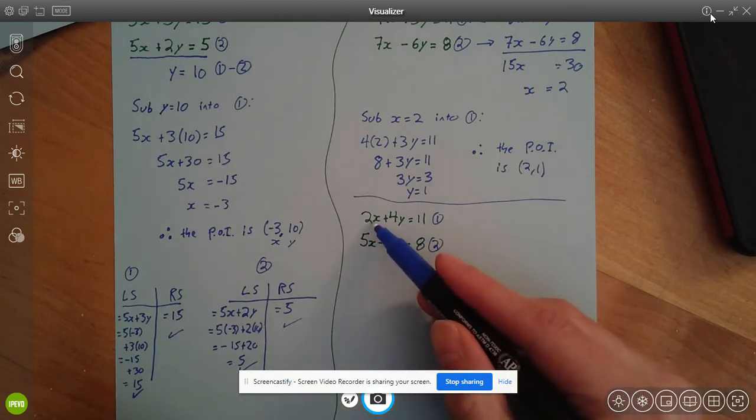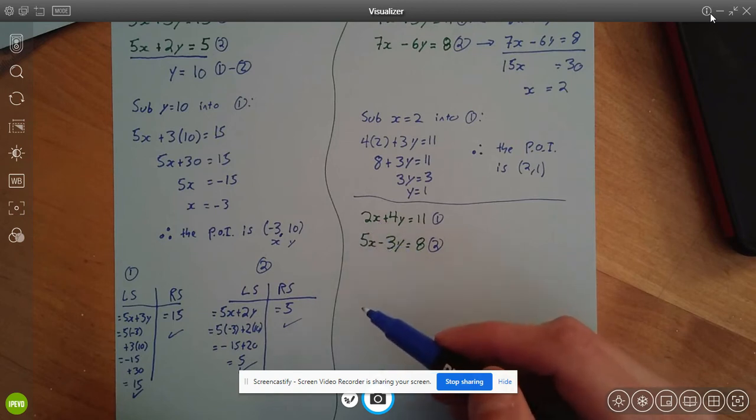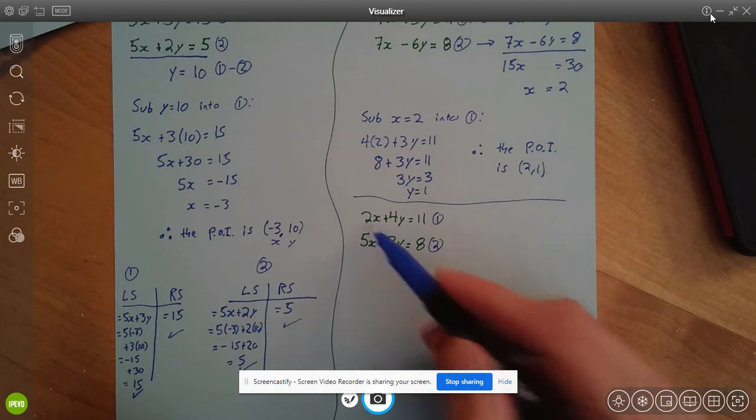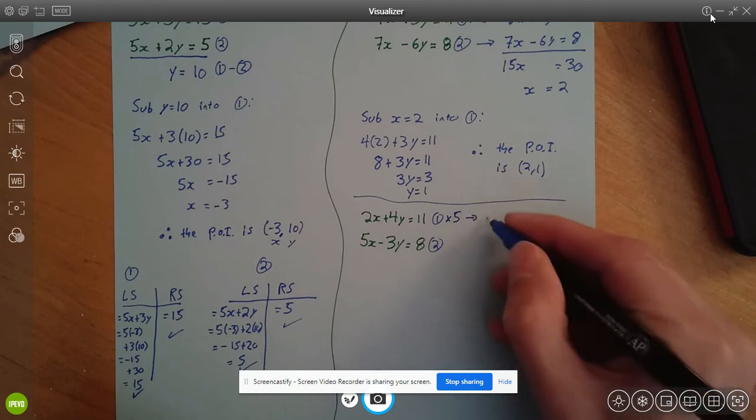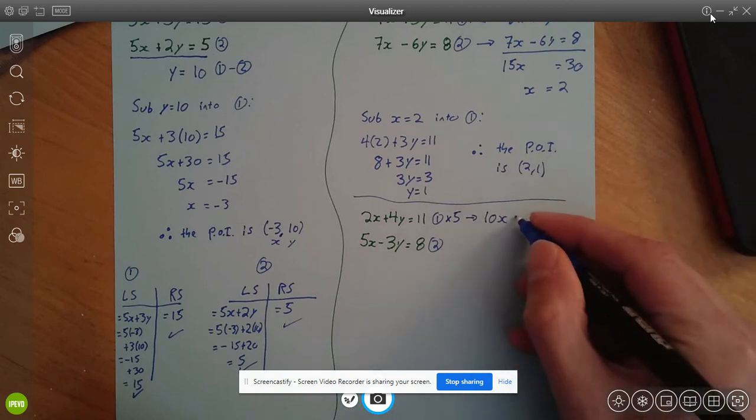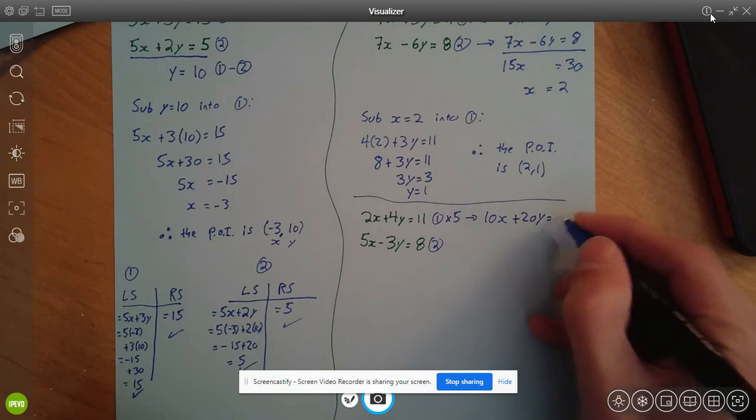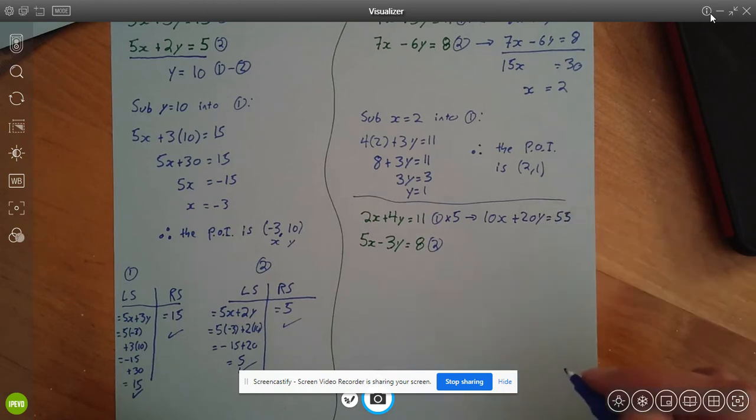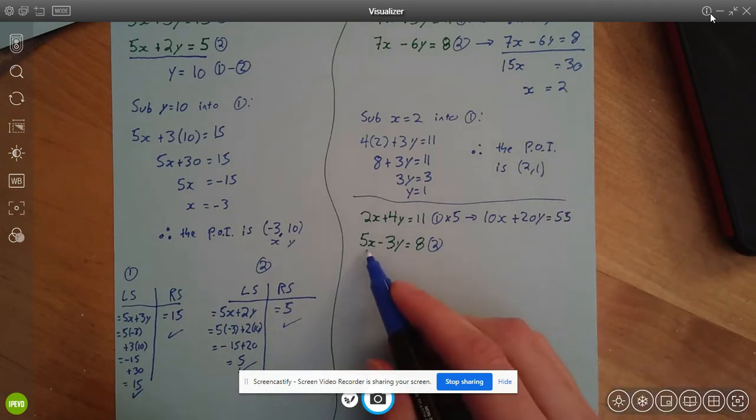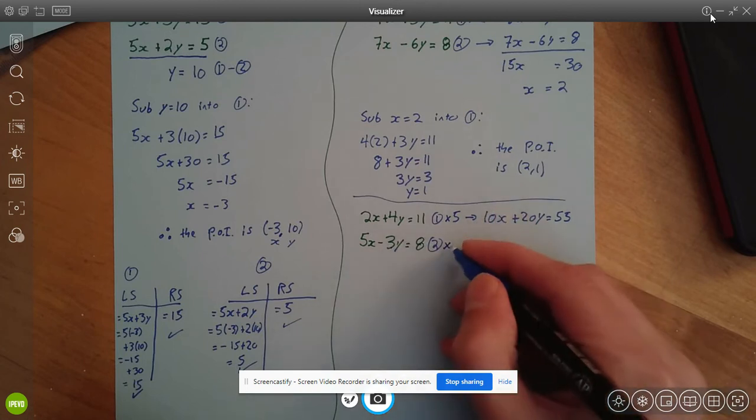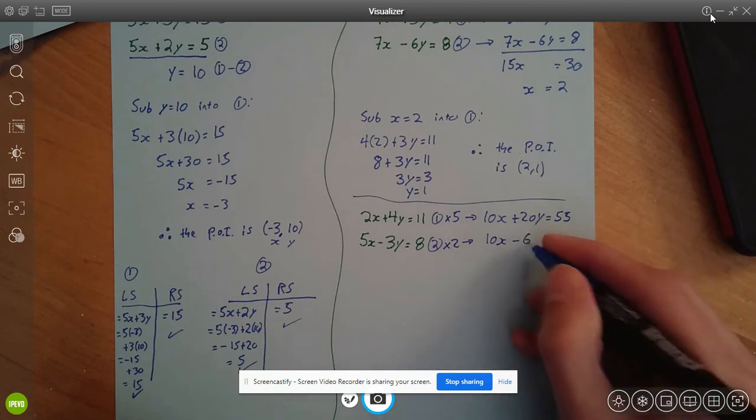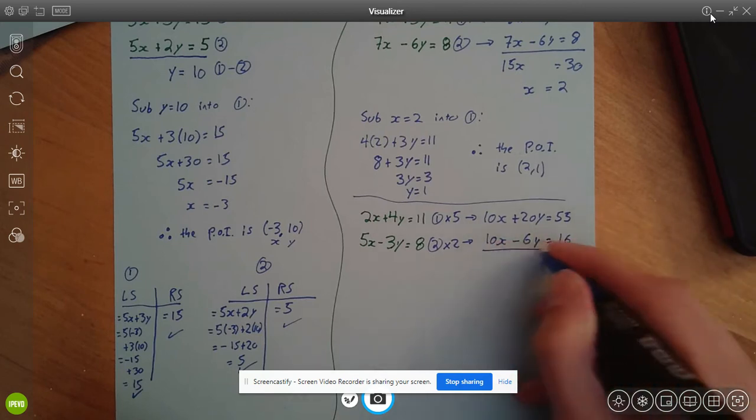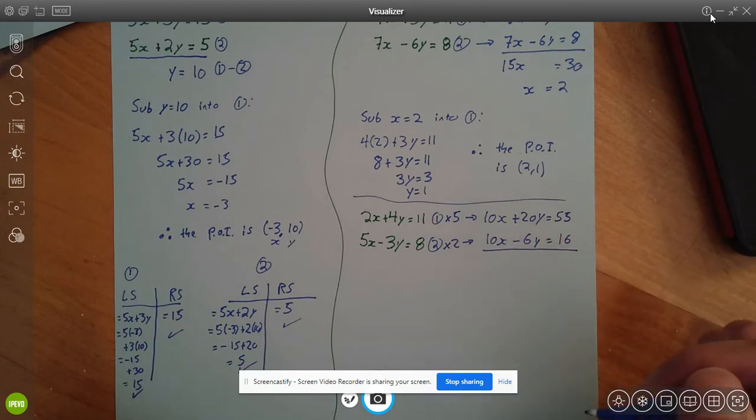So what do 2 and 5 both go into? What's their lowest common multiple? Well, we know they both go into 10. So how do I make 2 into 10? I could multiply it by 5, the whole equation. So I've got 10x plus 20y equals 55. And here, how do I make that 5x equal to 10? Well, I multiply it by 2. So now I've got 10x. I've got to multiply everything by 2. So I've got negative 6y equals 16. And now I have coefficients that line up.